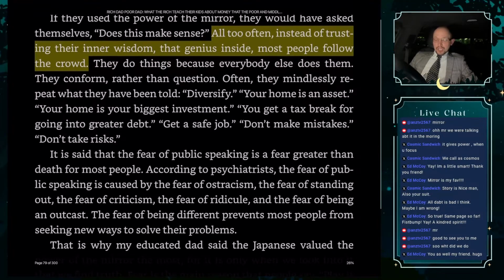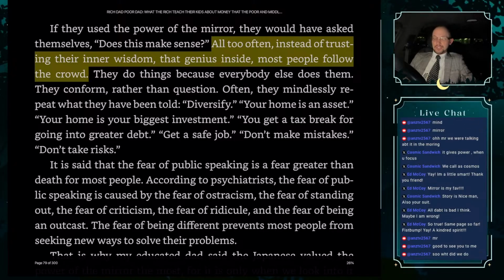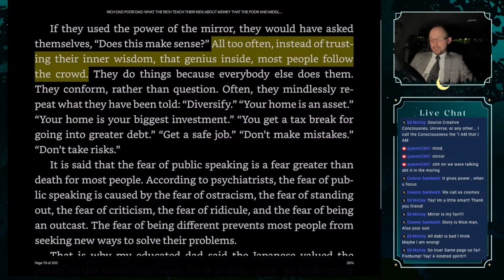They do things because everybody else does them. They conform rather than question. Often they mindlessly repeat what they have been told. Diversify. Your home is an asset. Your home is your biggest investment. You get a tax break for going into greater debt. Get a safe job. Don't make mistakes. Don't take risks. These are the things that we hear all too often.